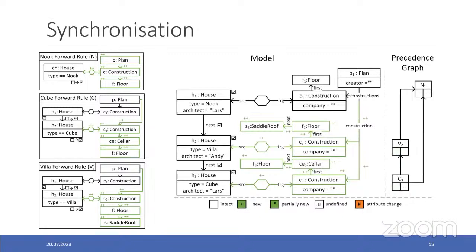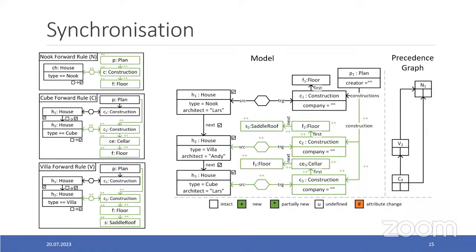And now we have again restored consistency, but at a cost, because there are three points that I want to highlight for you. First, the plan has no creator and no construction has any company assigned to them. So I have lost information. Another thing is, if you think about just adding one new house to a very long row of houses, then you will probably have to retranslate all these houses again, which is pretty inefficient. So you probably want to avoid that.